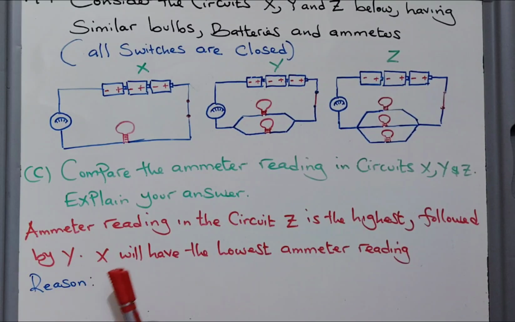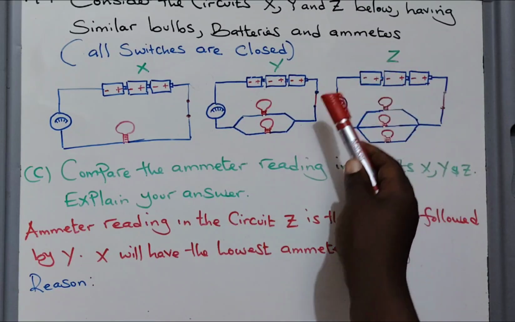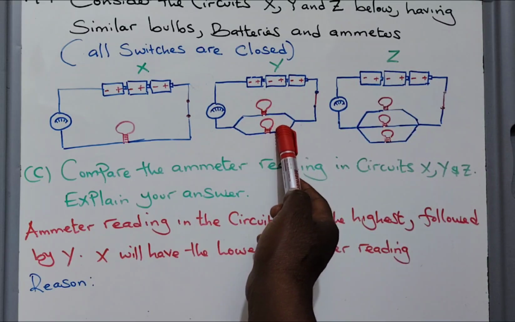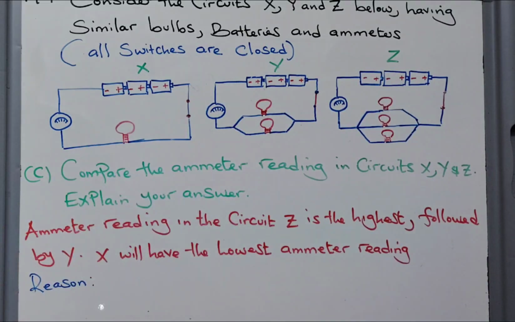And the reason? What's the reason for the ammeter reading in Z being the highest, followed by Y, and X having the lowest? The reason is that the more the resistors in parallel, the less is the total resistance. And you have to know that the less the total resistance, the higher the current flowing.